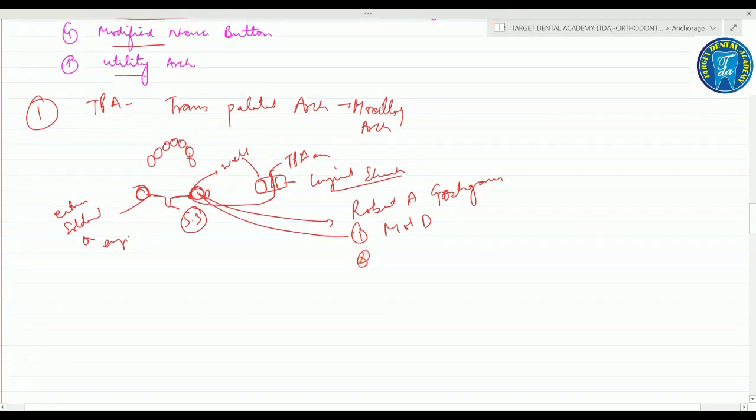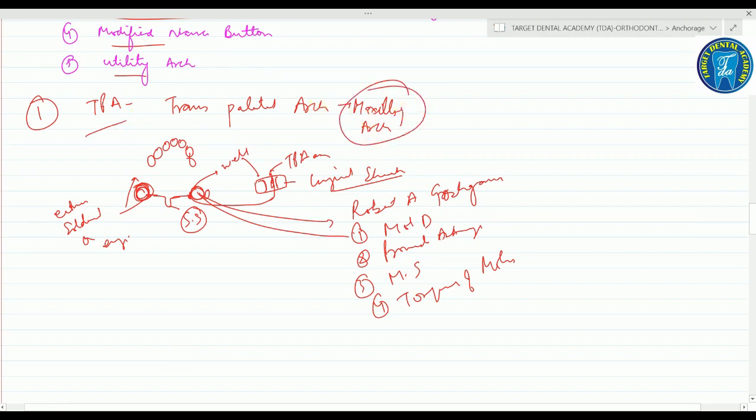Second, it also provides the anchorage. It does not allow the mesial movement of the molar. This is what the anchorage is. Also it is used for molar stabilization and for torquing the root of the molars. So this is what the TPA is. It is given in your maxillary arch.